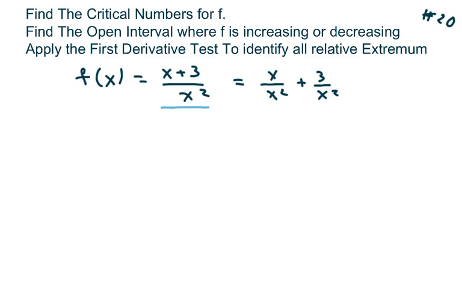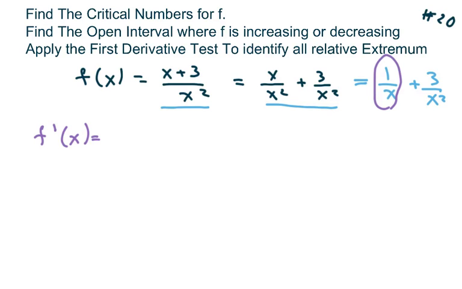This is our function. I rewrote it here, put the denominator under each piece, so that's going to be 1 over x plus 3 over x squared. Just makes it easier to take the derivative. So I take the derivative of x. You do this one. This equals x to negative 1. So it's going to be negative x to the negative 2, which is negative 1 over x squared.